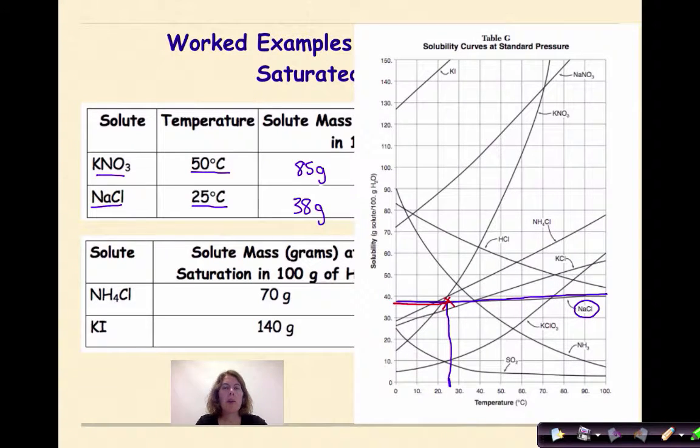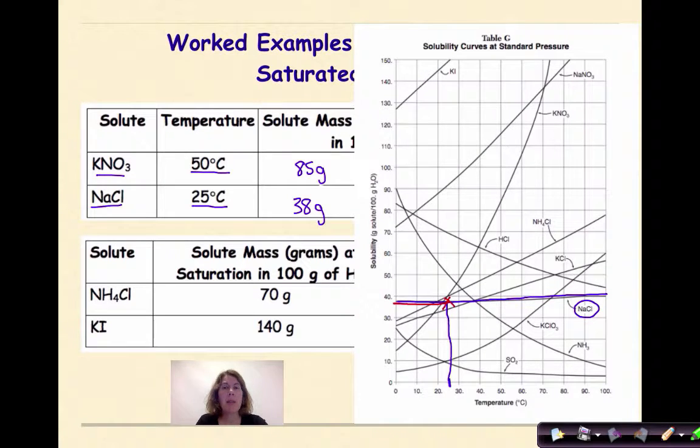So these are examples of being given a temperature and a compound. You find the line, look at the temperature, go up until it hits the line, go across to the y-axis, and you can identify the amount of solute in 100 grams of solution.